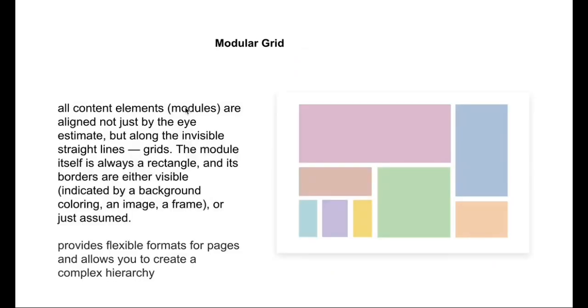Now we have modular grids. So modules are aligned not just by the eye estimate, but along the invisible straight lines here. The module itself is always going to be a rectangle and its borders are either visible or indicated like this by background coloring, such as white. Or it could also be another image that's behind here in the background or a frame, such as you could outline this in black or purple, whatever color you want.